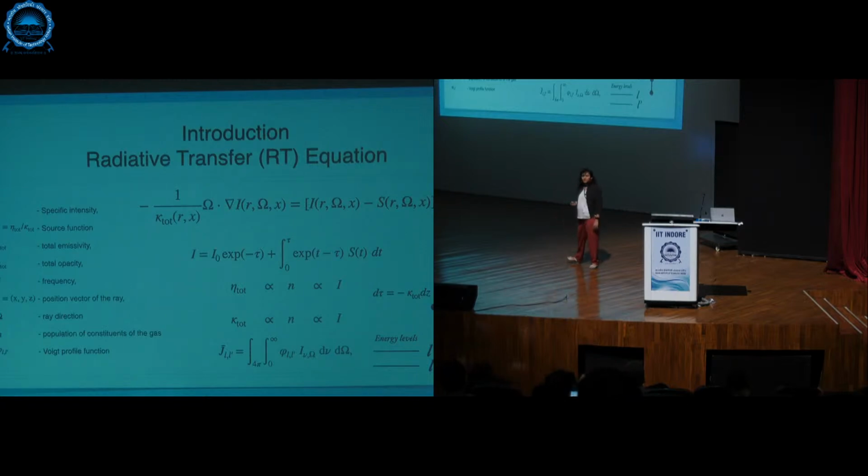I don't think this pointer is working, only the slide changing is working.